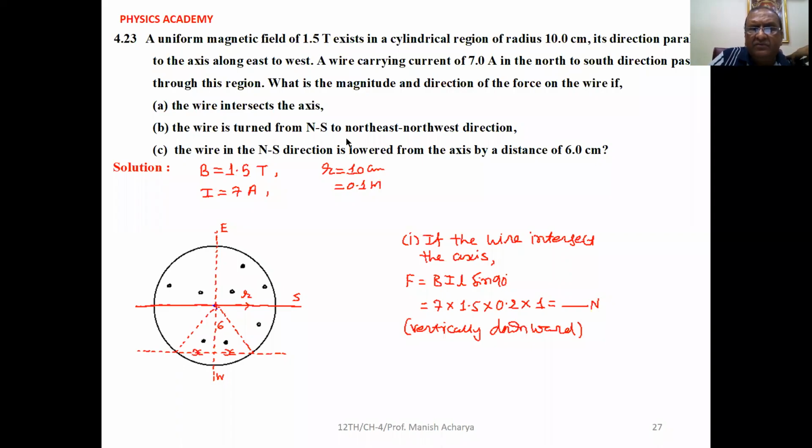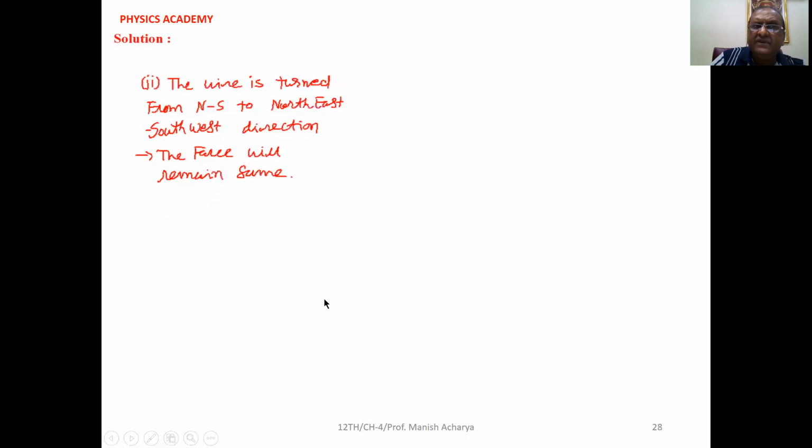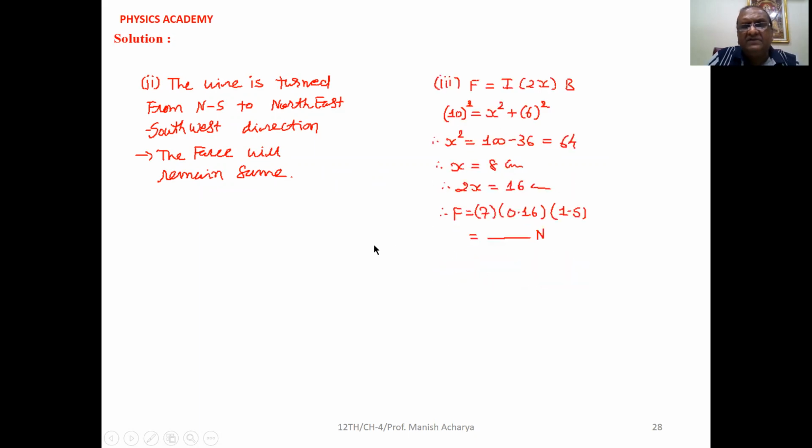Now question B. The wire is turned from north-south to northeast-southwest direction. So if this wire is turned like this, then also the length of the wire which is in the magnetic field is the same, 2R, and the magnetic field and the current element IL are perpendicular to each other. So the force will remain the same. Now third question.